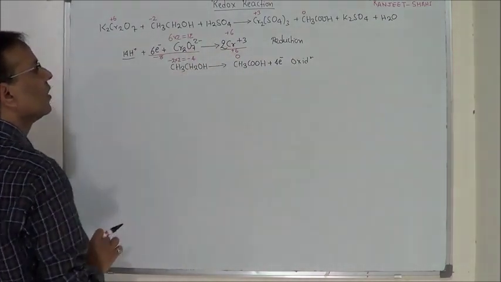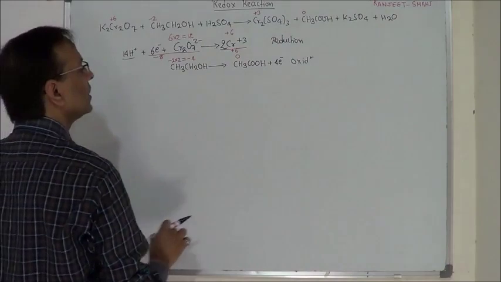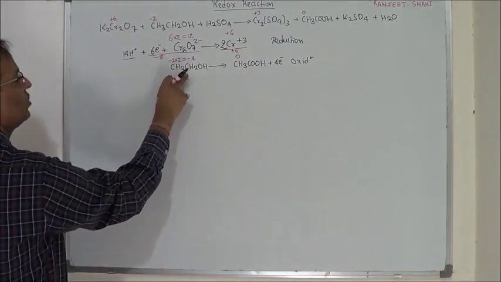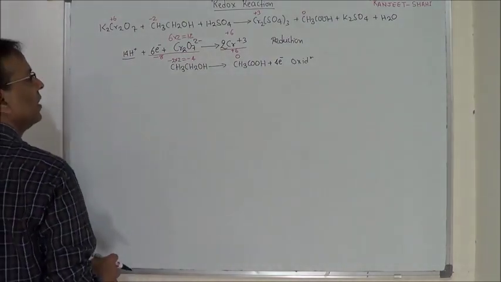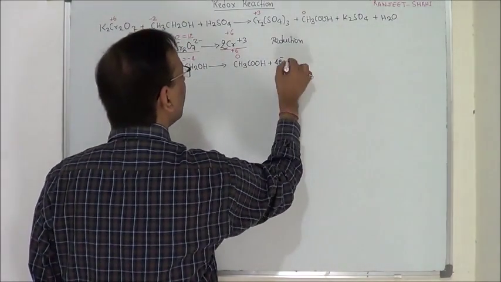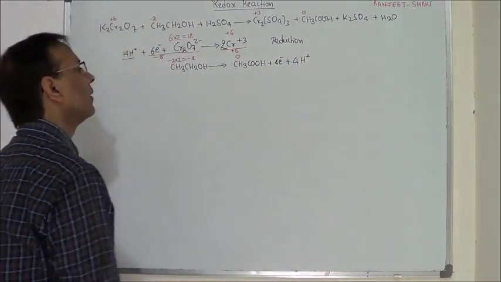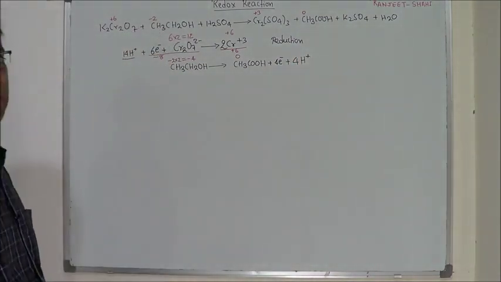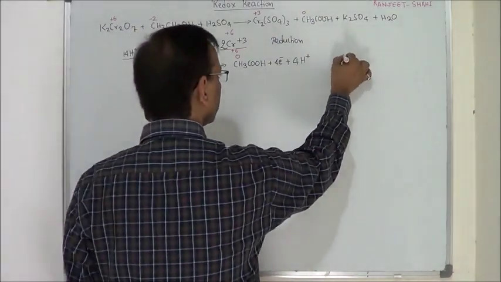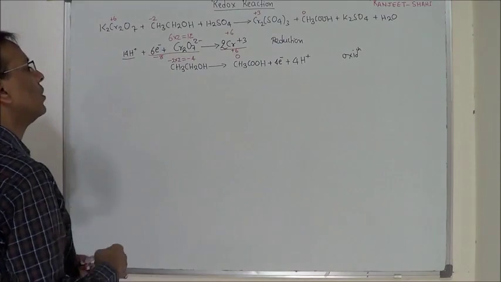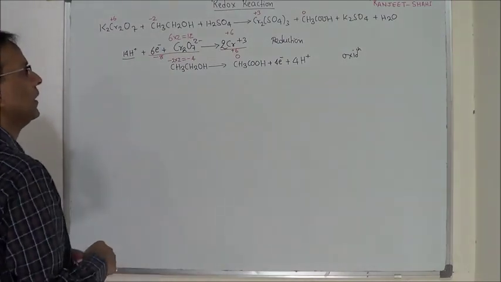In second reaction, charge is minus 4 on right, 0 on left. So 0 should be on both sides. For that purpose, 4 hydrogen ion will be added on the right side. So now charge is balanced.